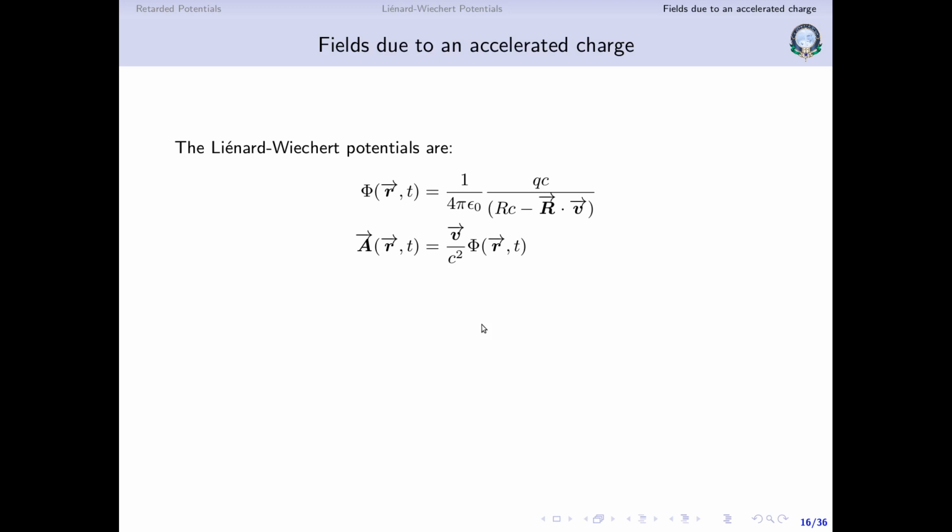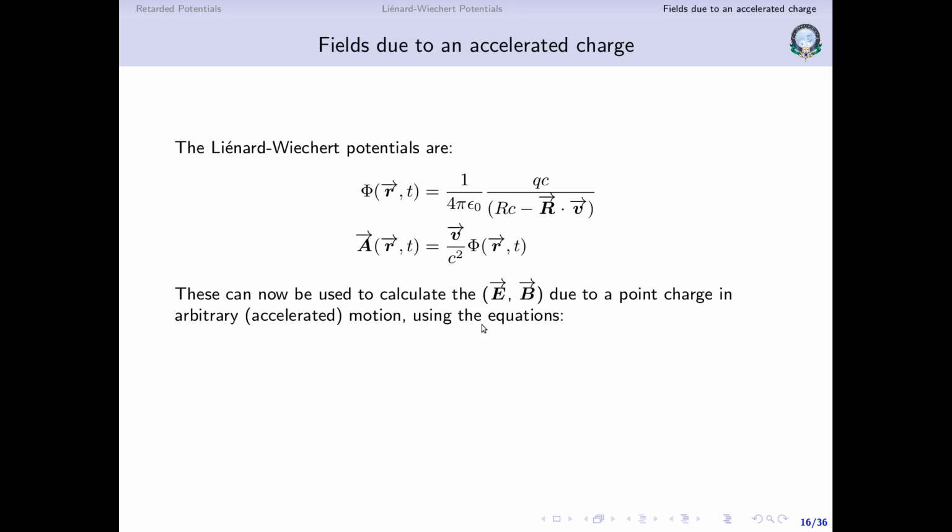So now let us say I want to find the fields for a charge which undergoes some arbitrary acceleration. Then I want to find out what are the electric and magnetic fields. Now we already know from our lecture on gauge invariance, electric field is given as minus grad phi minus dou A by dou t, and magnetic field is given as curl of A.